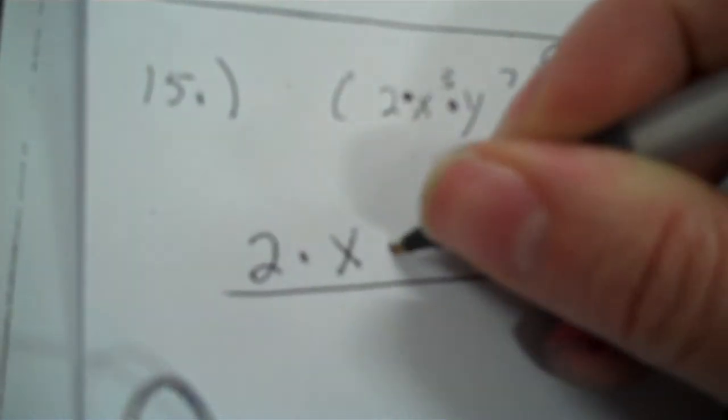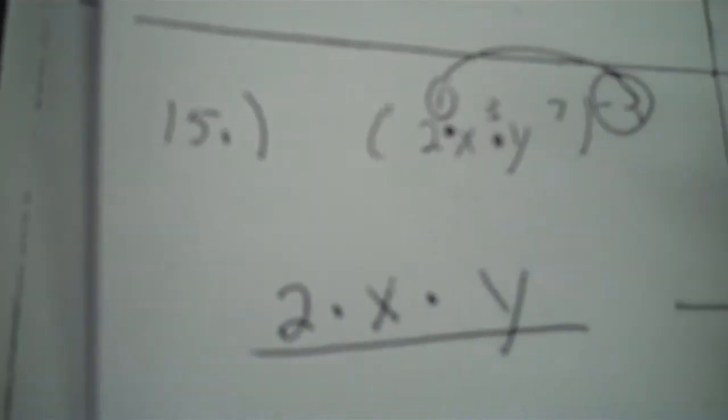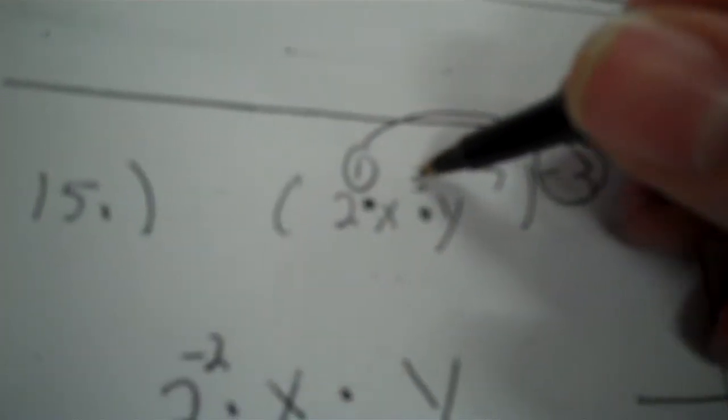Number 15, we have 2x to the 3rd power, y to the 7th power, and then a parentheses, and then a negative second outside. So we have 2 times x times y. Okay, so a 2, okay. So 1 times negative 2 is negative 2. 3 times negative 2 is negative 6. 7 times negative 2 is negative 14. So all these are negatives. They all have to move to the bottom. They move to the bottom because they're changing positions.